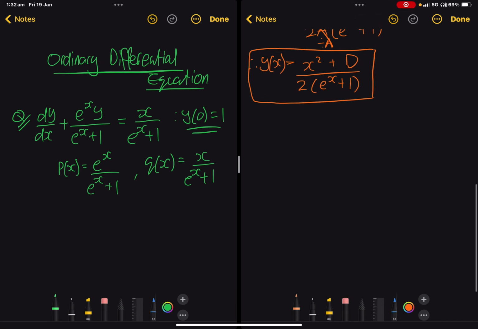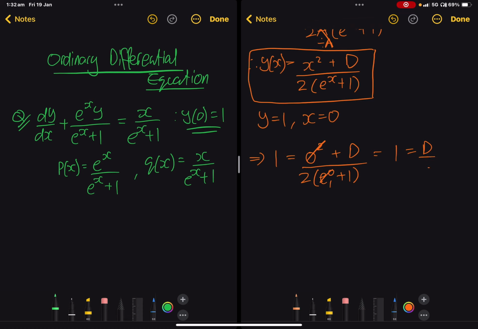So now we're just going to plug this in. So y of 0 equals 1 means that y is equal to 1 when x is equal to 0. So we get 1 is equal to 0 squared plus d over 2 times e to the 0 plus 1. Now e to the 0 is just 1. 2 times 1 plus 1 is 4. 0 squared is just 0, so we get 1 is equal to d on 4. Therefore d is equal to 4.